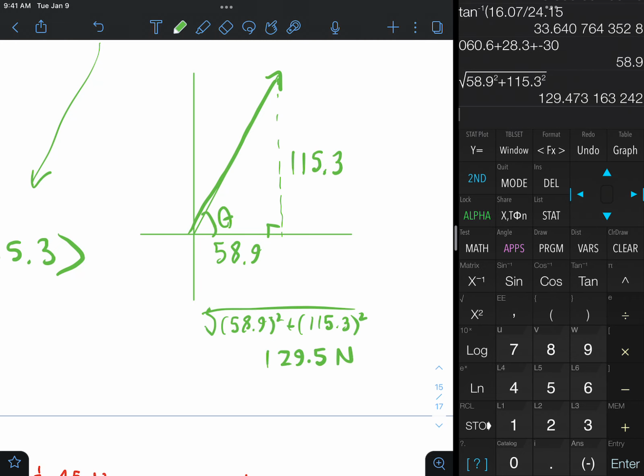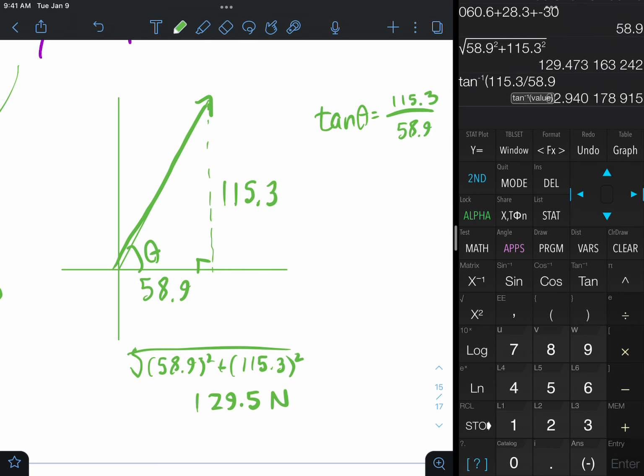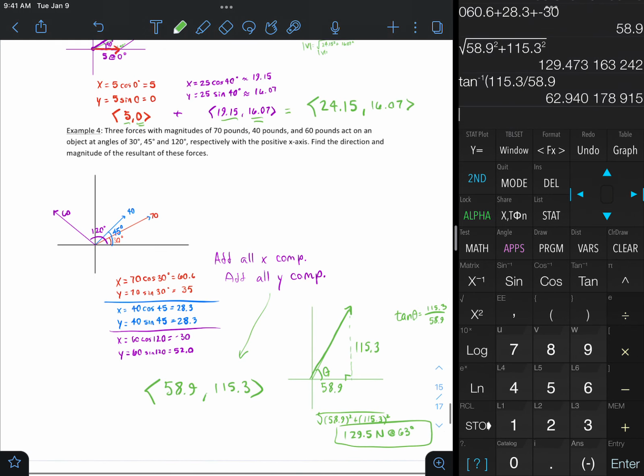And then once again, to find your angle, you'll set up a tangent equation. Some of y'all might even skip this and skip straight to typing it into the calculator. But tangent inverse of 115.3 over 58.9. Second tangent. All right. So then that's going to be about 60, let's just round that up to the nearest whole number, 63 degrees right there. That's how you're going to do those there with three components.